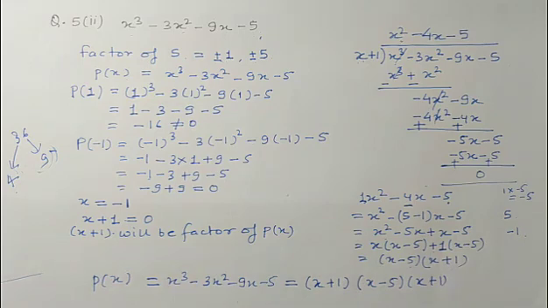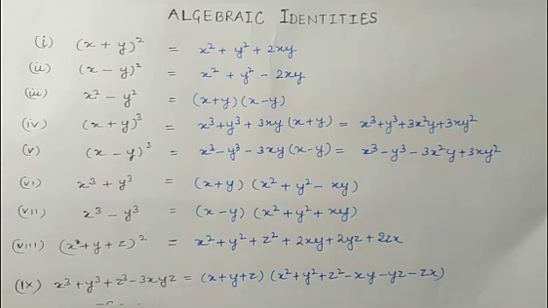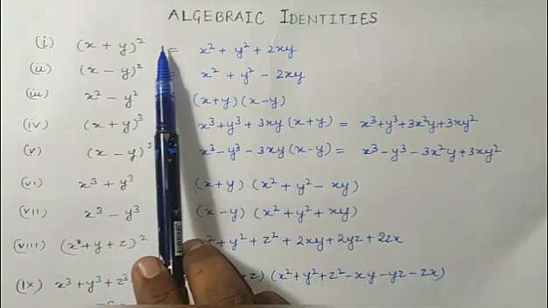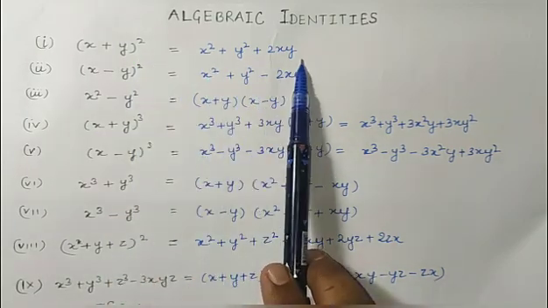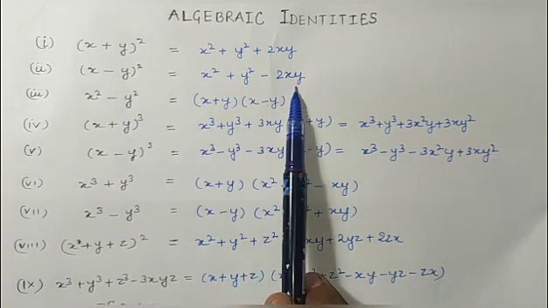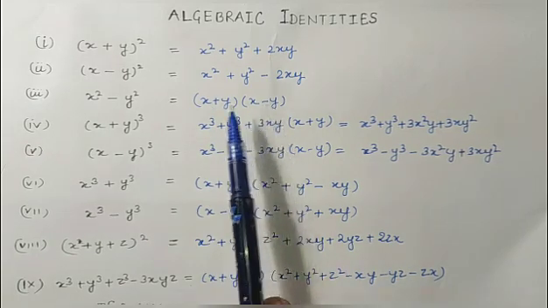Now for exercise 2.5 I want to give you homework. These are some identities that you should mug up, meaning you should remember all the identities. Like x plus y whole square is what? X square plus y square plus 2xy. X minus y whole square is what? X square plus y square minus 2xy. X square minus y square is x plus y into x minus y.